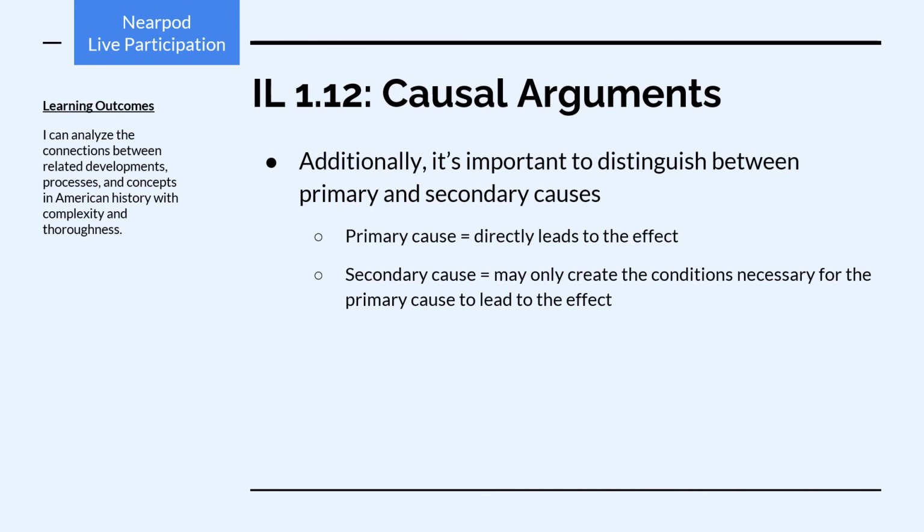Finally, when studying causation in history, it's important to distinguish between primary and secondary causes. A primary cause is something that directly leads to the effect, while a secondary cause is something that may only create the conditions necessary for the primary cause to lead to the effect. While a primary cause may push something to happen, a secondary cause may only create the conditions that allow for that thing to happen.